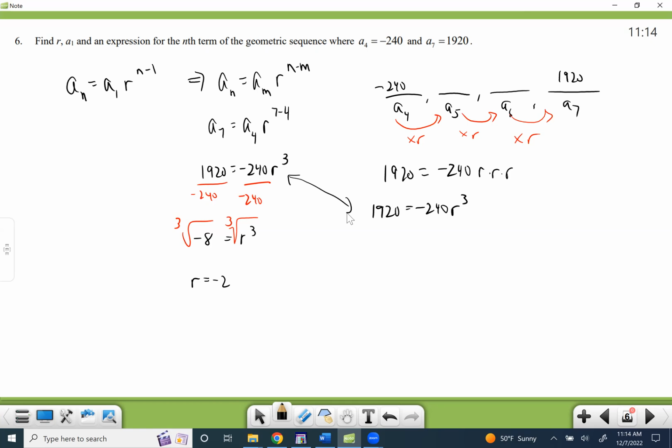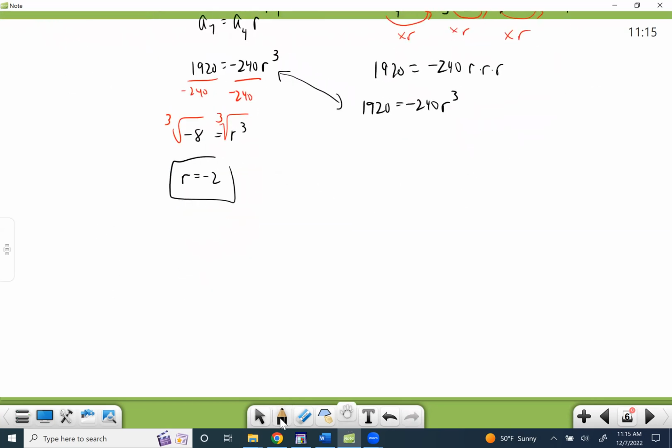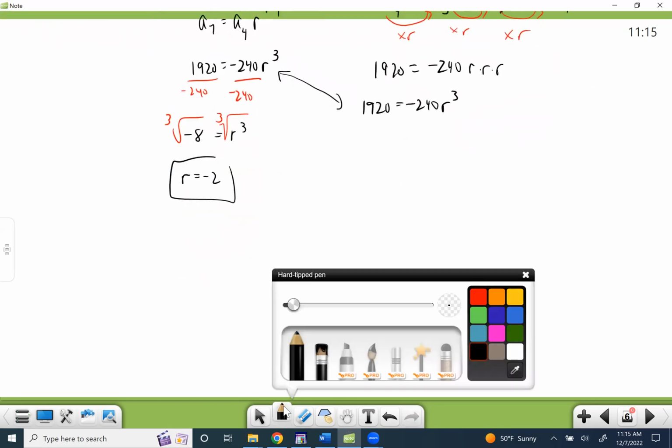All right, so we got the R, that's part of the directions, as it says, find R. So now we have to find A sub 1. So we're going to go ahead and use this formula to help us find the first term. Okay, so let me scroll up a little bit. If I want to find the first term, let me write down the formula.